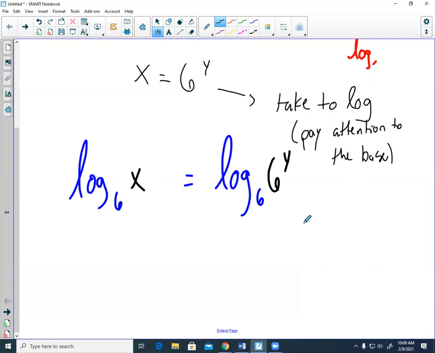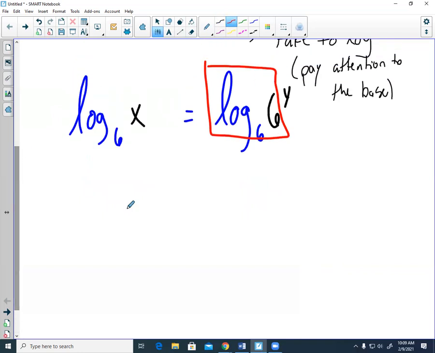The whole idea behind this is based on the inverse properties that we talked about yesterday: when I take the log base something of something to a power, as long as these two bases are the same, they cancel and go away. So that means that this will turn into log base 6 of x equals y, and there is my inverse function. Okay? Hopefully this makes sense.